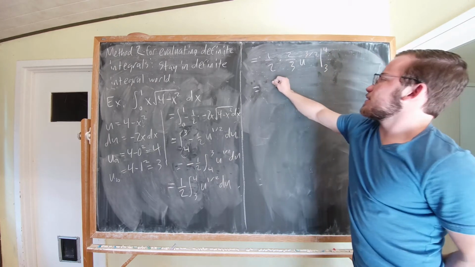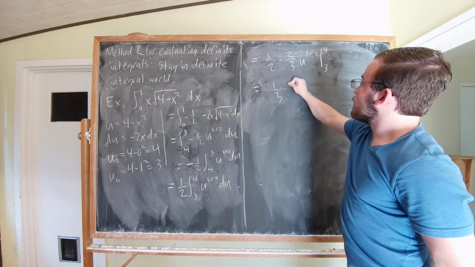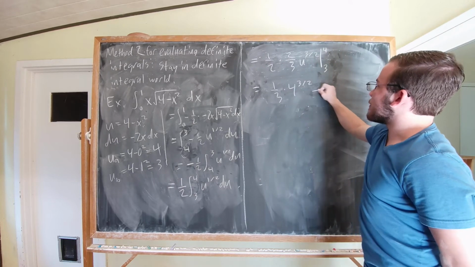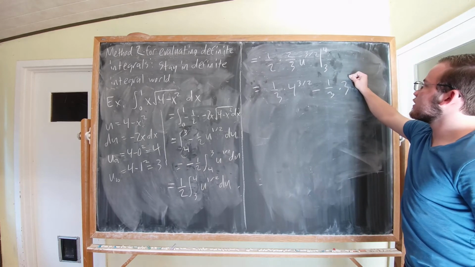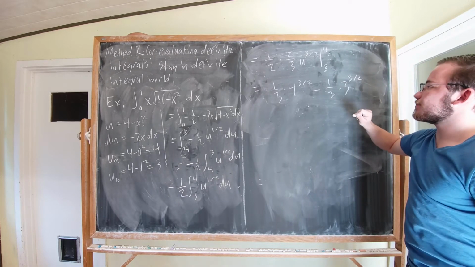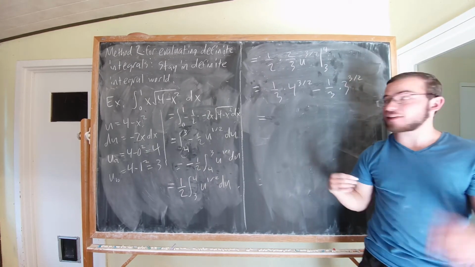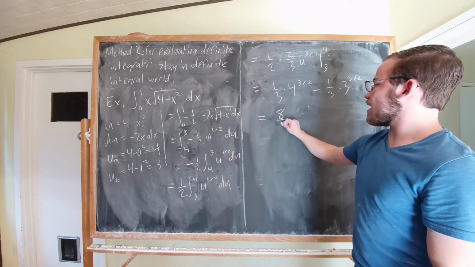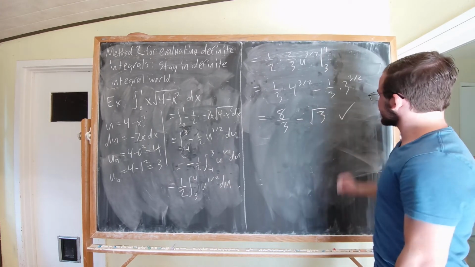1/2 times 2/3, this gives you 1/3 times what? 4 to the 3/2 minus 1/3 times 3 to the 3/2, which by the exact same analysis as the first method gives you 8/3 minus the square root of 3. We got the same answer.